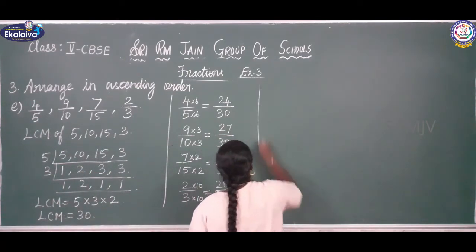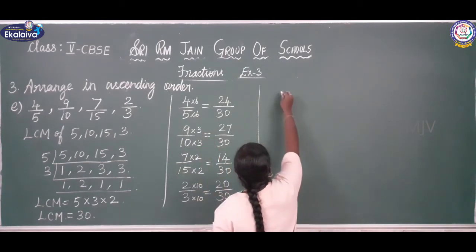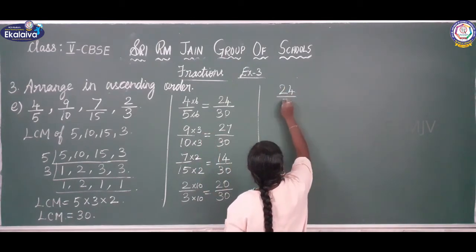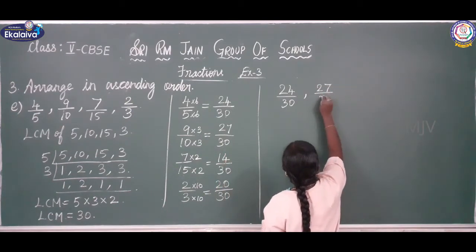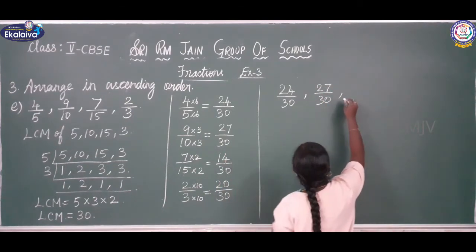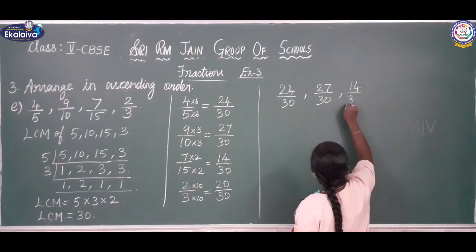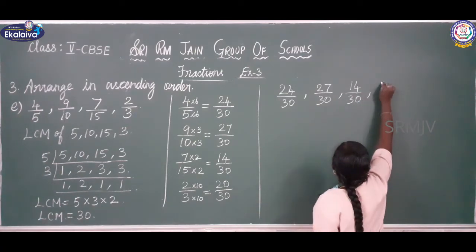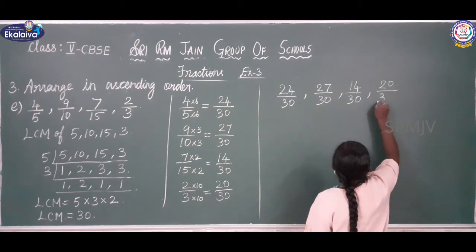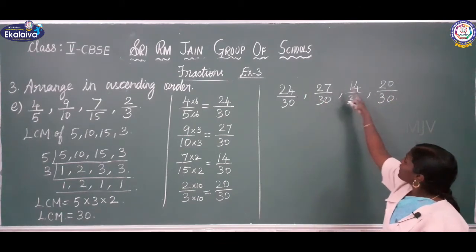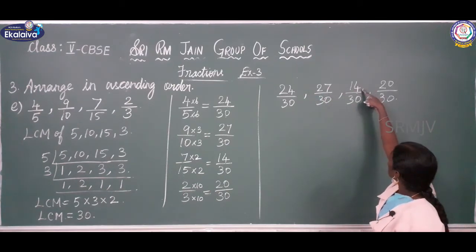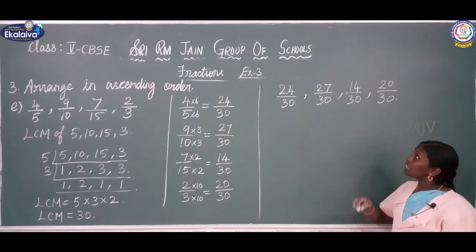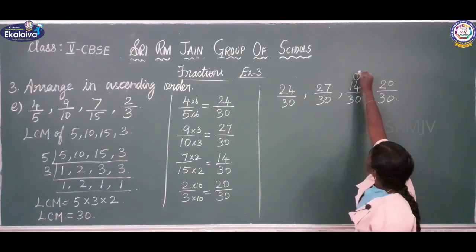These fractions are like fractions. So the first fraction is 24 by 30 and 27 by 30. Then 14 by 30. Then 20 by 30. Now we have to compare the numerators. Here 24, 27, 14, 20. Which is smaller? 14 is the smaller.